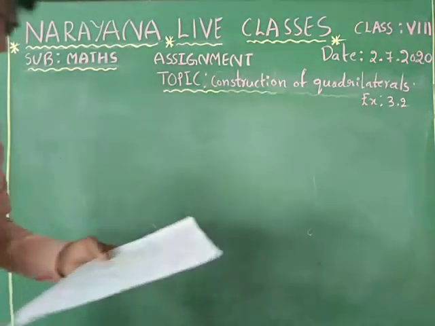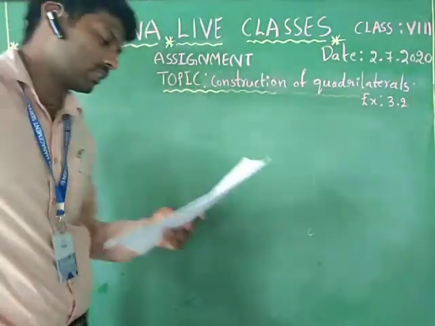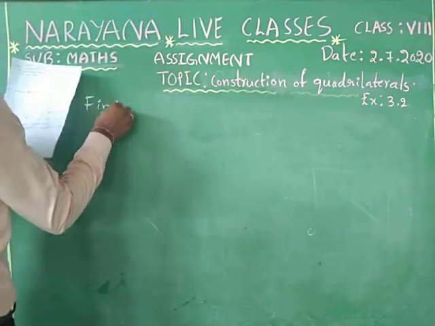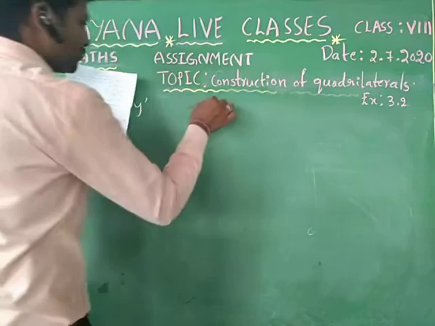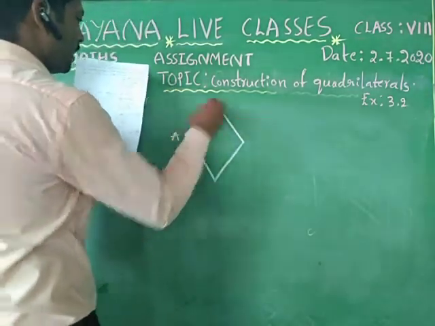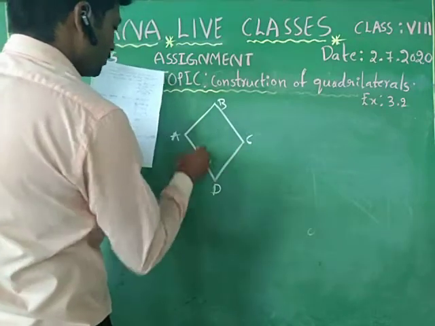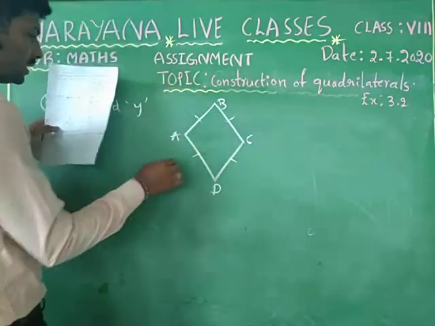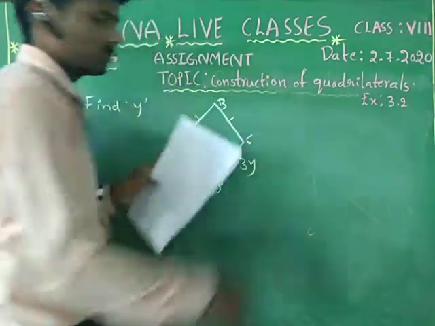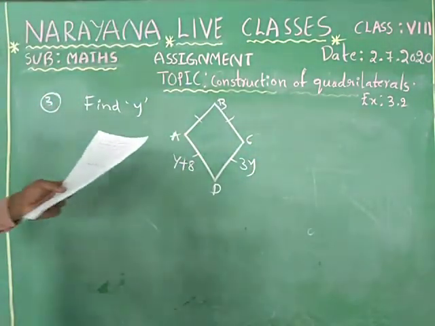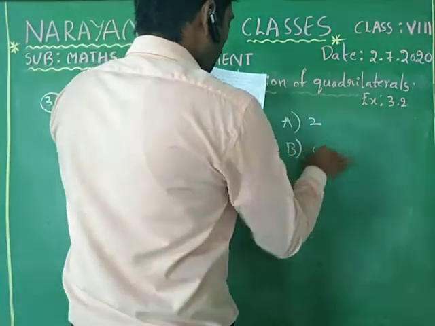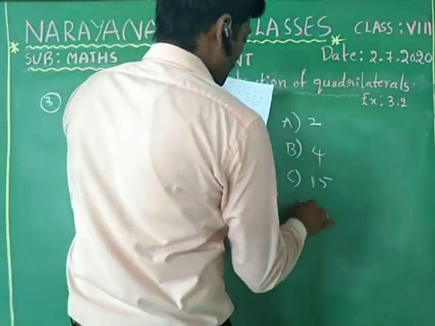The next two questions are multiple choice questions. Question number 3 is to find the value of y from the given figure. The rhombus is ABCD, and all sides are equal. One side is y plus 8, and the other is 3y. Find the value of y. Four options are given: option A is 2, B is 4, C is 15, D is 10.